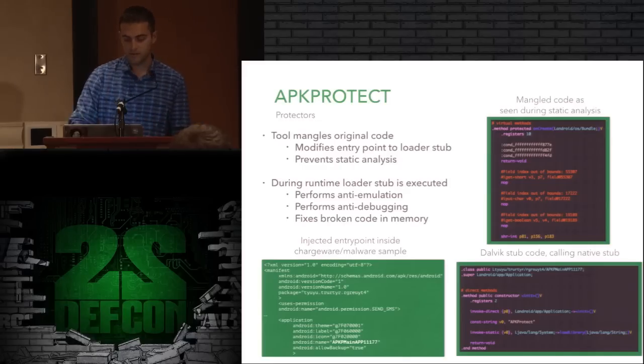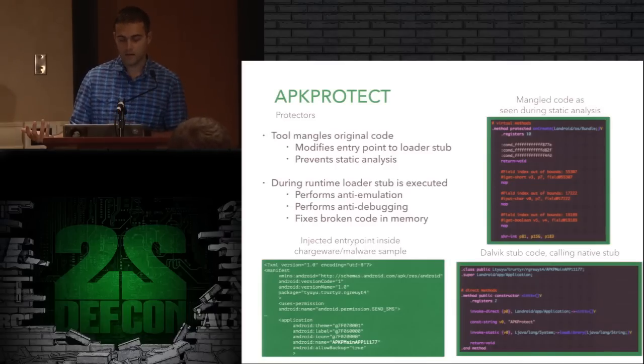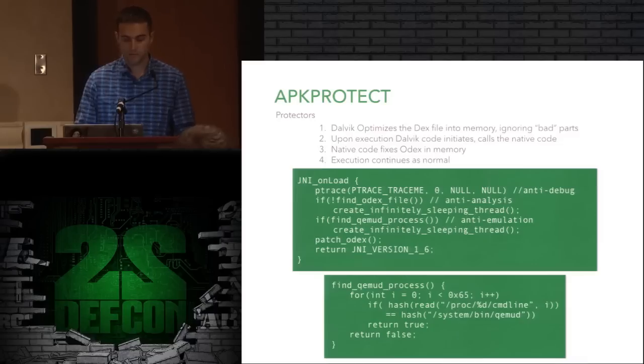So what happens is it goes over to that loader stub, and that loader stub is going to actually, as you can see, be loading a shared library. That means it's going to load some native code over JNI. And that's the actual part that's going to do the anti-emulation check, the anti-debugging, and actually fixes all the broken stuff in memory.